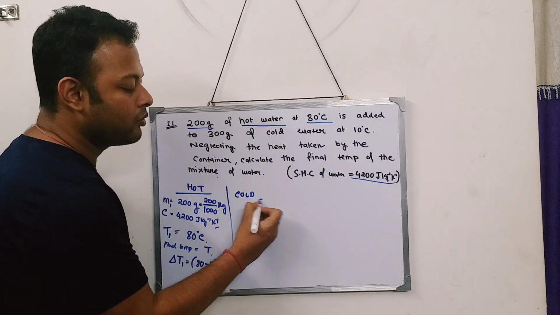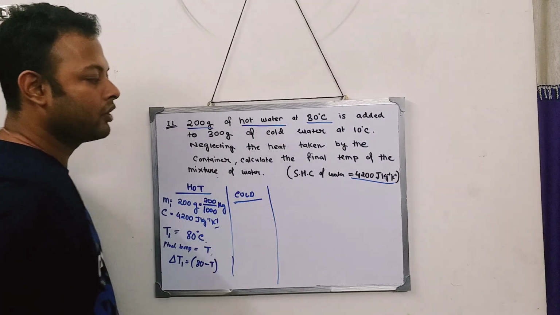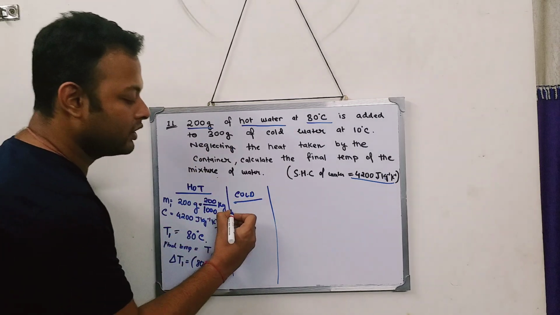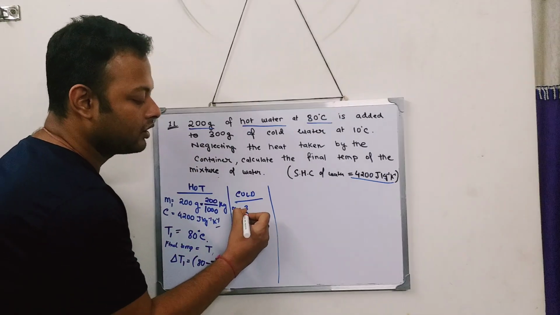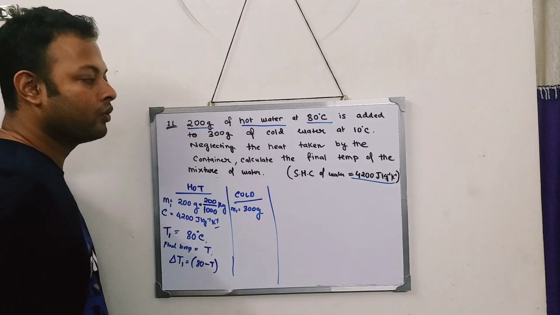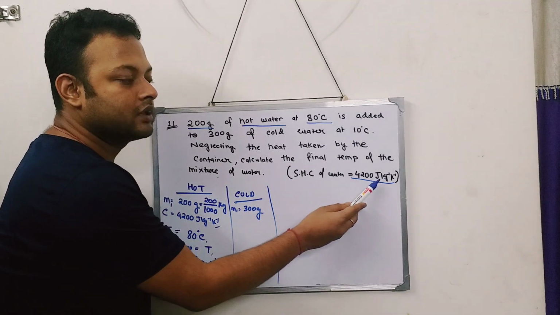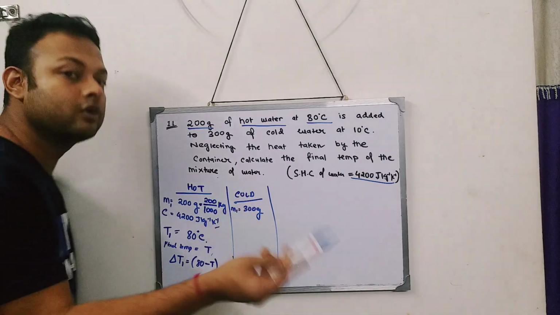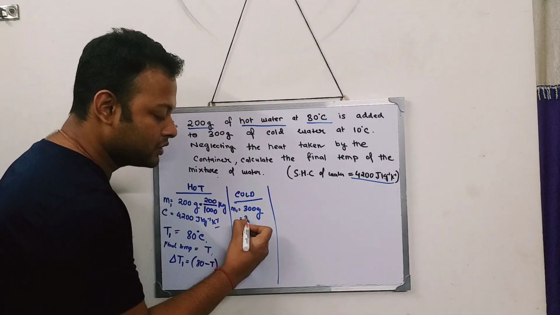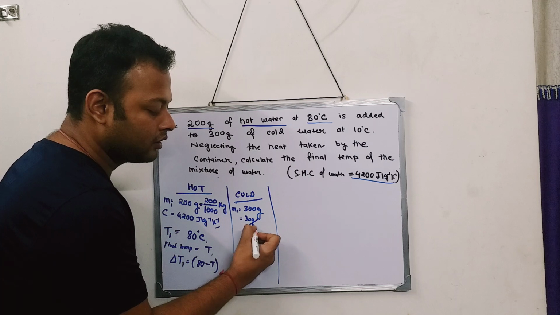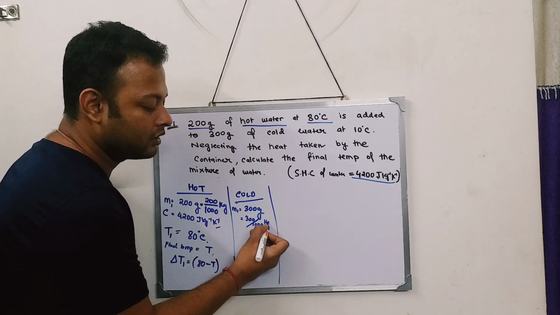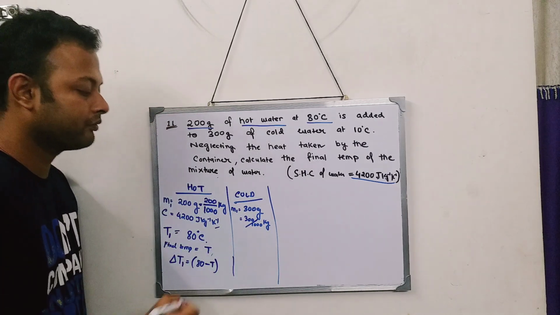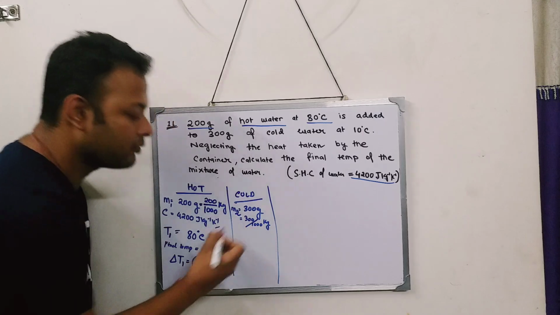Now talk about the cold body over here. What is the mass of the cold body? Given as 300 gram. But since the specific heat capacity is given in joule per kg per Kelvin, I have to convert this gram also into kg. So this becomes 300 by 1000 kg. This is my mass M2.